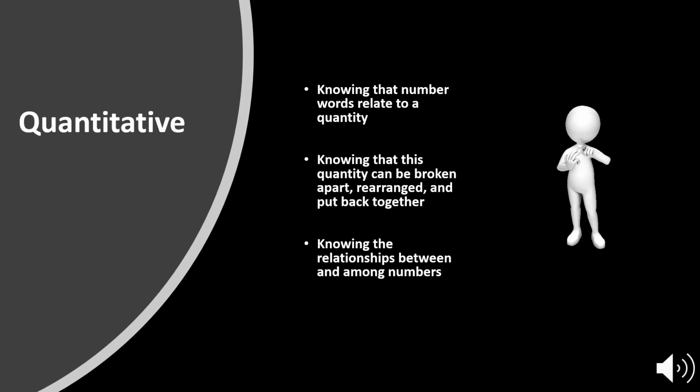And finally, they know that numbers have relationships. They not only know what 5 is, but they know that 5 is 1 less than 6, as well as 1 more than 4. They have an understanding of the inclusion principle, meaning that they understand that within the amount of 5, there is also 4 and 3 and 2 and 1.